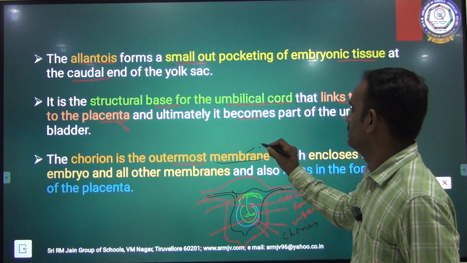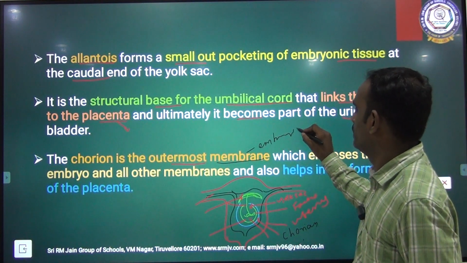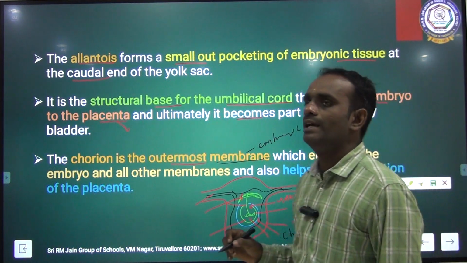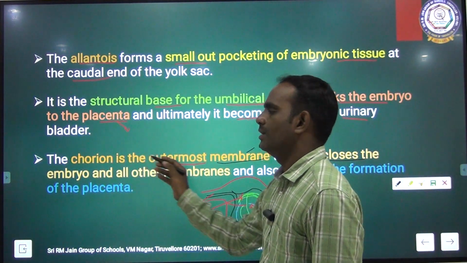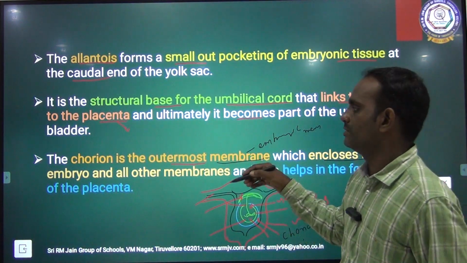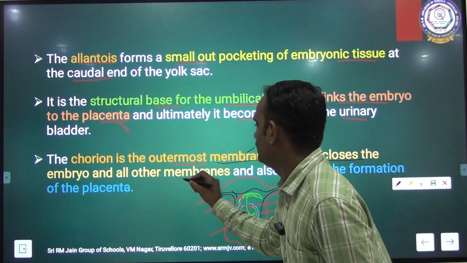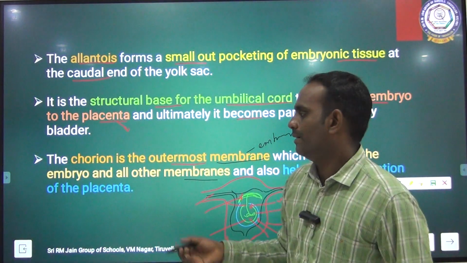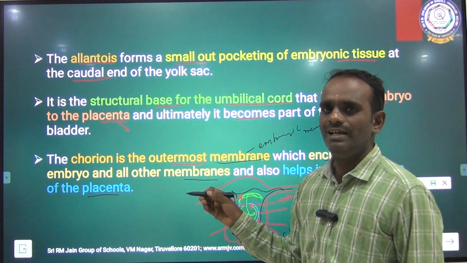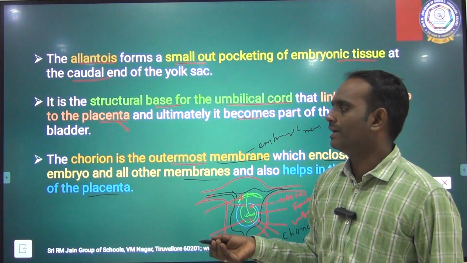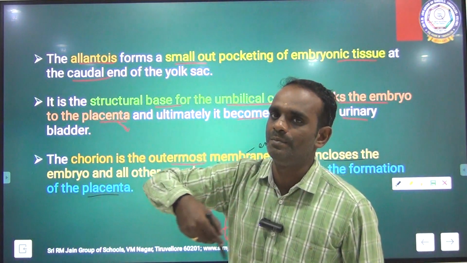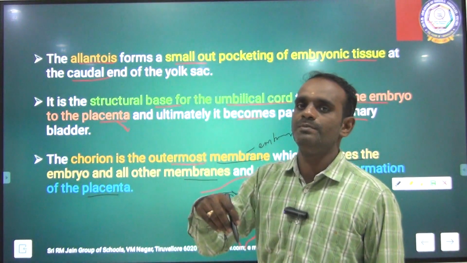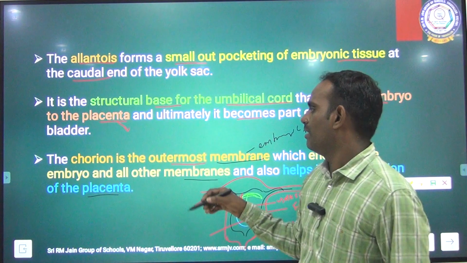What membrane? Embryonic membrane, which encloses the embryo. So chorion is the outermost membrane which encloses the embryo and all other membranes, and also helps in the formation of placenta. Placenta is nothing but a temporary organ. Okay. So chorion is the outermost membrane which encloses the full embryo. Enclosed means cover the embryo and all other membranes.